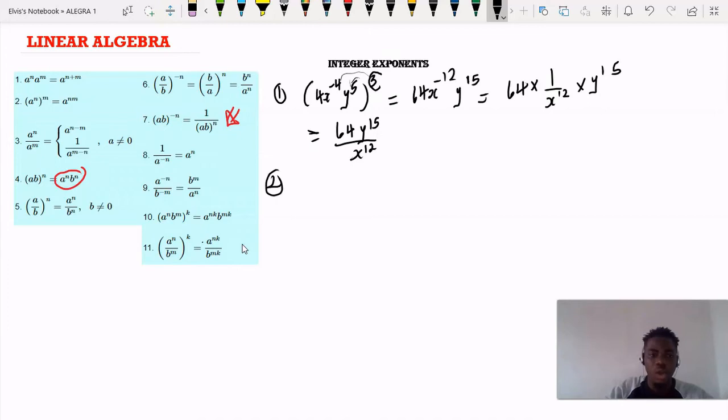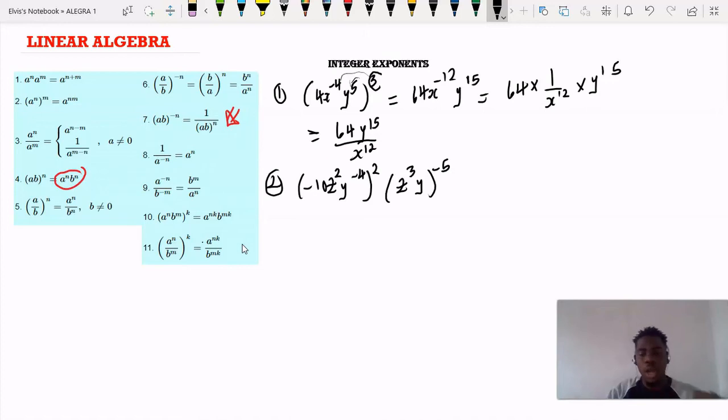Okay, so let's take a look at another example. The next example we have here is (-10 z^2 y^-4)^2 multiplied by (z^3 y^-5)^-5.